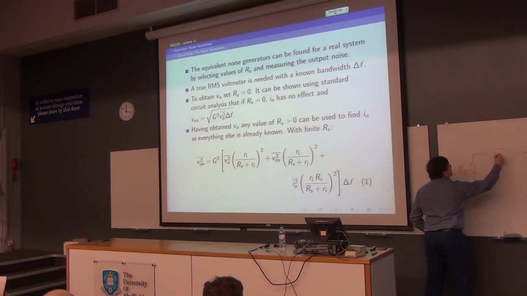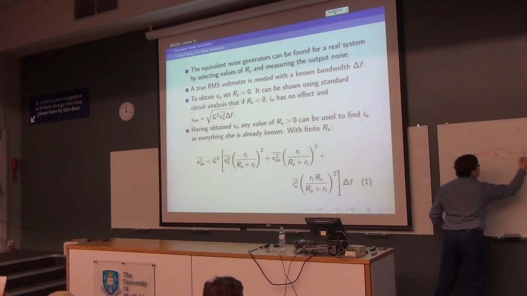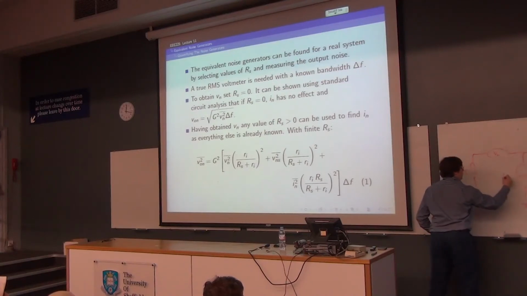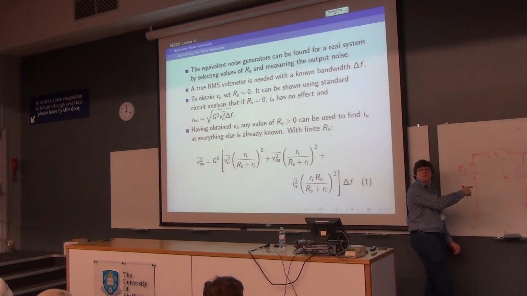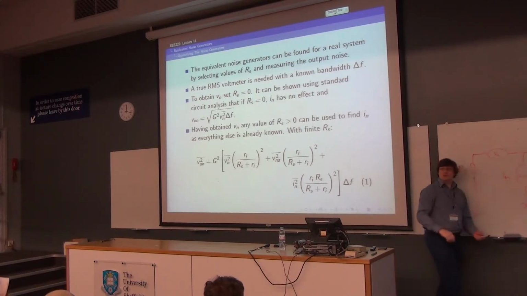In just the same way, if I was only concerned with Vn, I'd switch off In, which means that it gets replaced with its internal resistance, which is infinite.